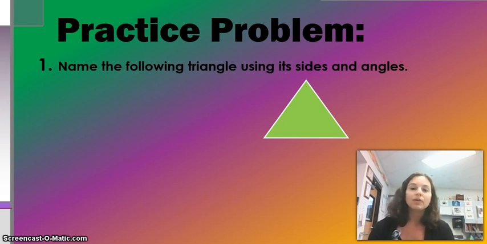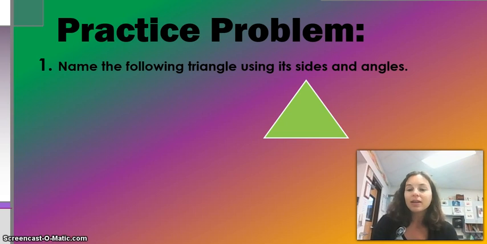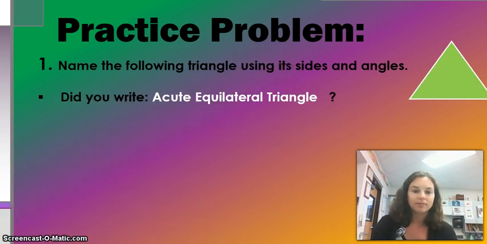So if you look at this triangle, you will see that it has all equal sides and all equal angles. They're all acute. So this is going to be an acute equilateral triangle. Is that what you wrote down? If so, give yourself a pat on the back. If not, make your corrections and we'll move on. Acute equilateral triangle. That was the answer.